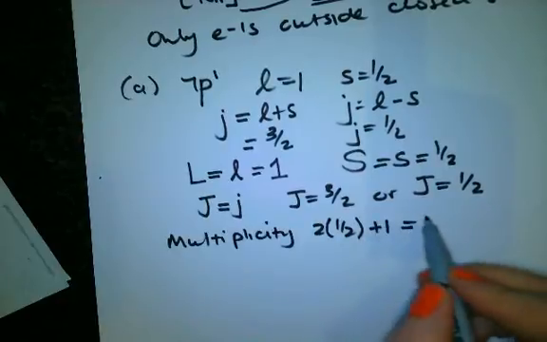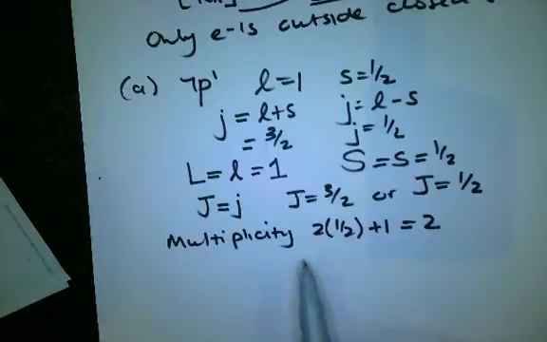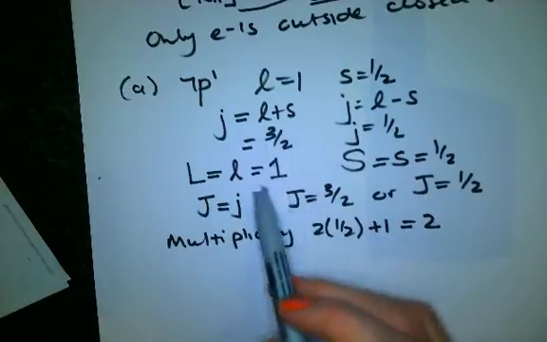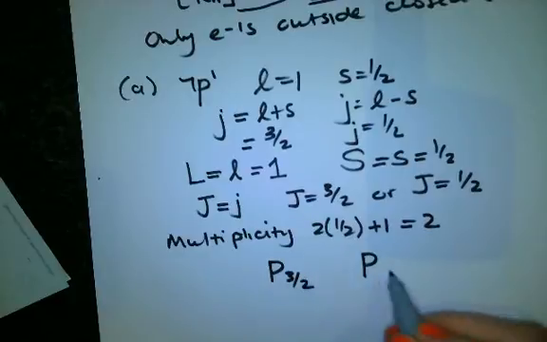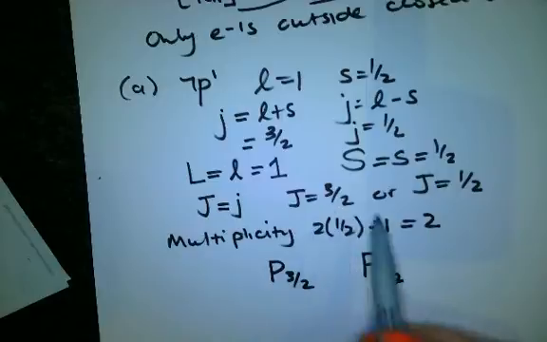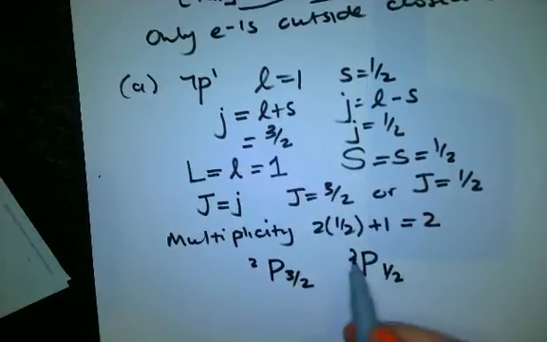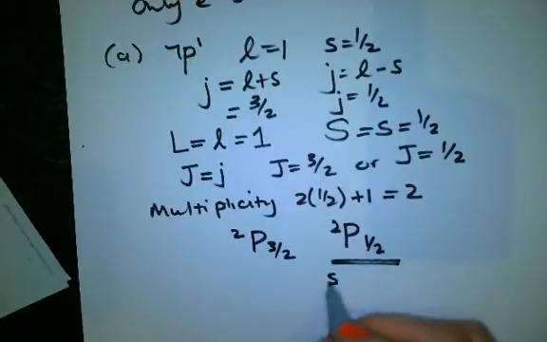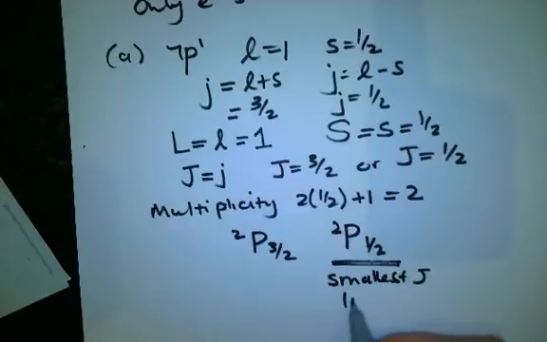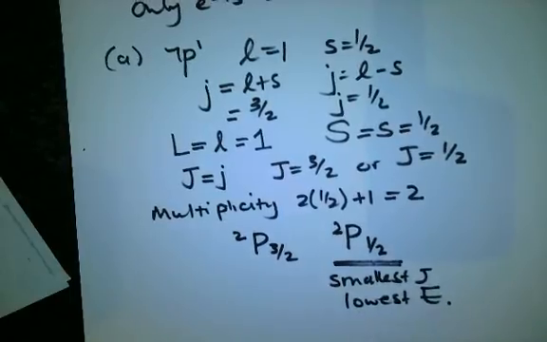So to write the term symbol, we need to find the symbol using L. So it's a P. It's split into 2 J values, 3 over 2 and a half, and the multiplicity is 2 in both cases. So there we have the term symbols for that A configuration. Question: which of those two has the lowest energy? Well, the one with the smallest J. So for that configuration, this term will have the lowest energy.